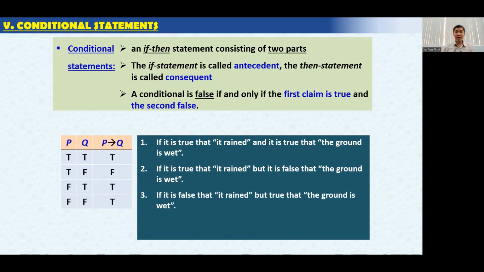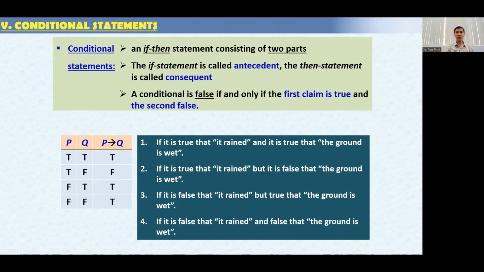What about the next one? It's false that it rained, it means it didn't rain. The ground is still wet. Maybe? Yes. Maybe it's wet, not because of the rain. Maybe people are just making a movie and they are creating rain in order to do the filming. Right? Can be the case. Maybe it didn't rain, the ground is still wet. Yes.